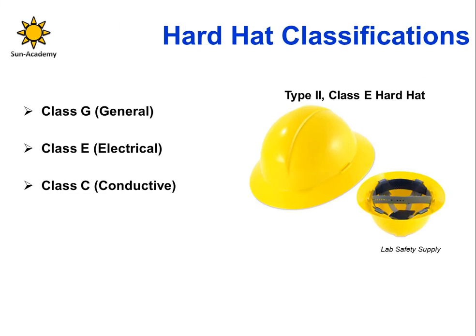Hard hat classifications are Class G, General, Class E, Electrical, and Class C, Conductive. Type 2, Class E hard hats are recommended for PV installers.